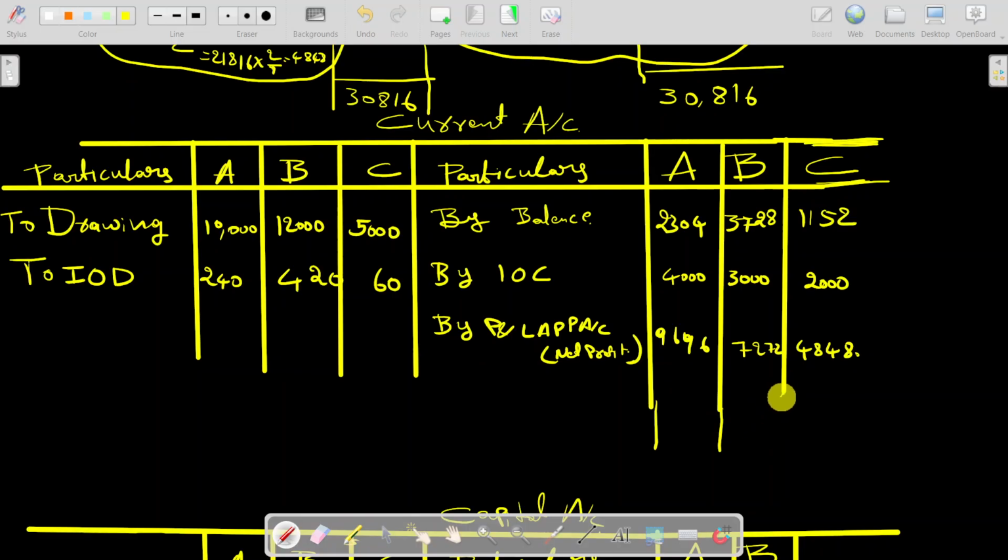And we have credit balances more. So total of the credit will be 16,000, 14,000, 8,000. And we have to subtract A's credit with the A's debit.